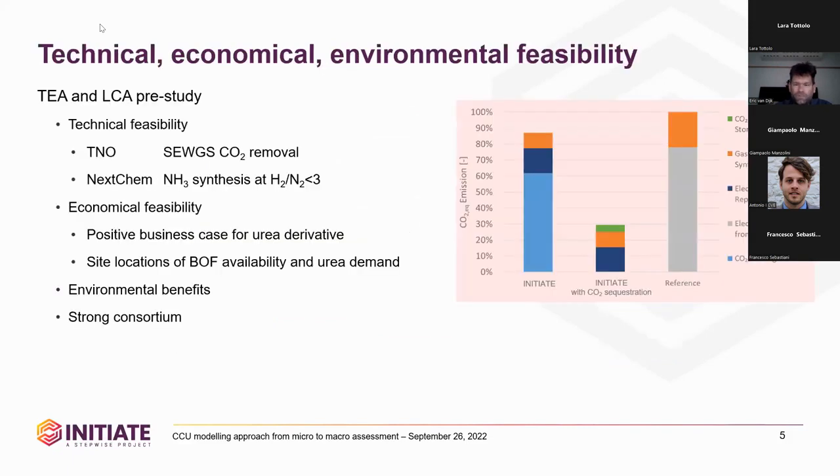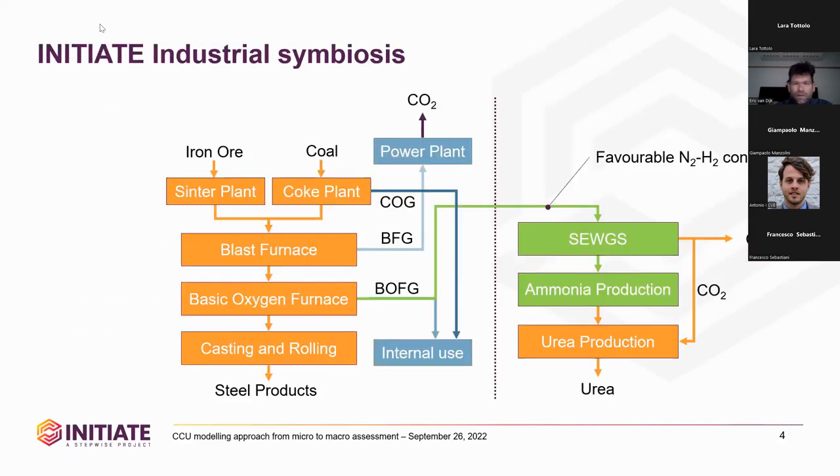And as you can see, there are two technologies highlighted in green, which are the enabling technologies in this route: the sorption-enhanced shift, which is a reactive CO2 separation technology, and a new approach to the ammonia loop.